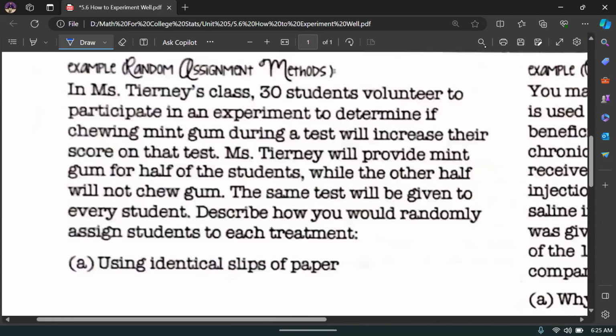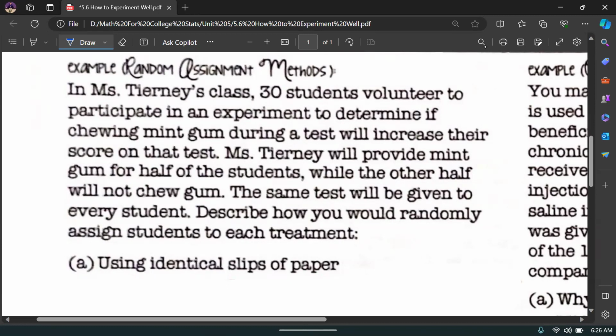All right, so let's get into our first example. In Miss Tierney's class, 30 students volunteer to participate in an experiment to determine if chewing mint gum during a test will increase their score on that test. Miss Tierney will provide mint gum for half of the students, while the other half will not chew gum. The same test will be given to every student. Describe how you would randomly assign students to each treatment.